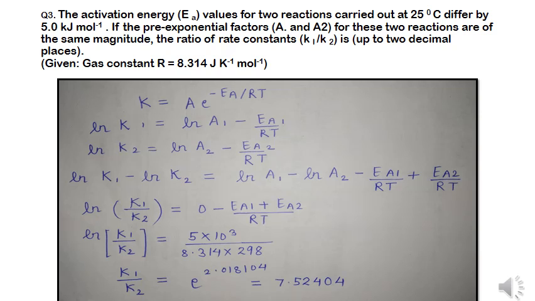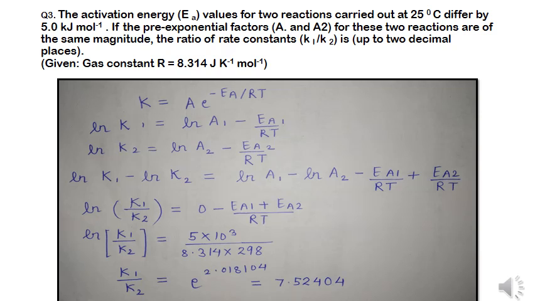And similarly for the next reaction, ln of k2 is equal to ln of A2 minus Ea2 upon RT. So we can subtract the second equation from the first equation. You will get ln of k1 minus ln of k2 is equal to ln of A1 minus ln of A2 minus Ea1, that is activation energy for the first reaction, upon RT, plus activation energy of the second reaction upon RT. Here you have to keep in mind that the pre-exponential factors for both the reactions are same, and also these both reactions are carried out at the same temperature.